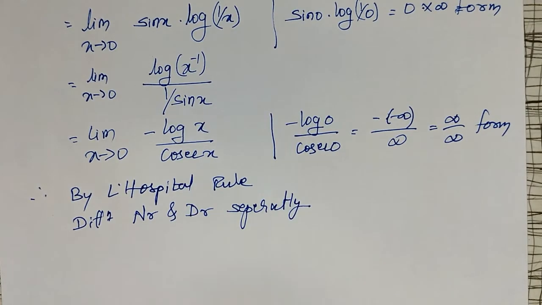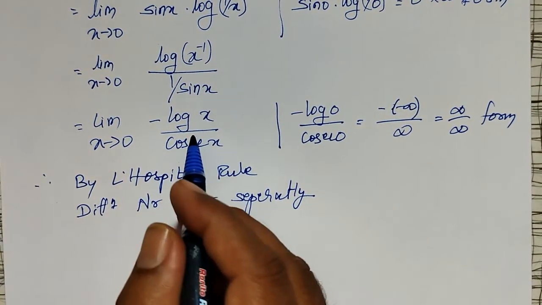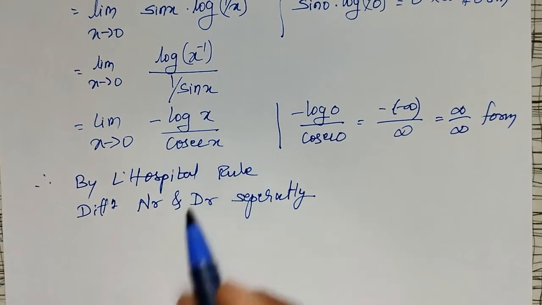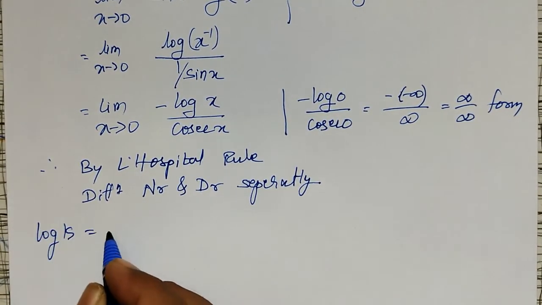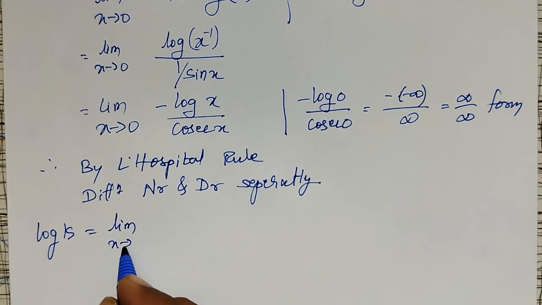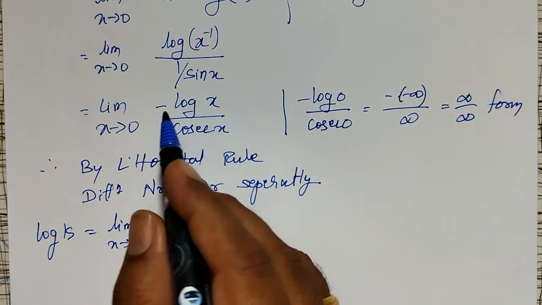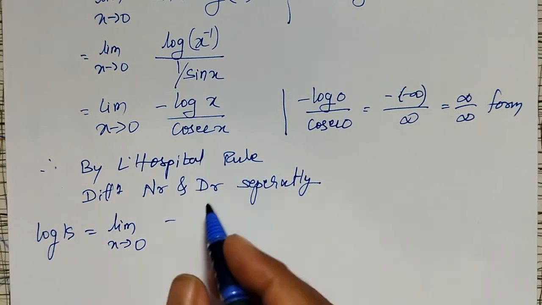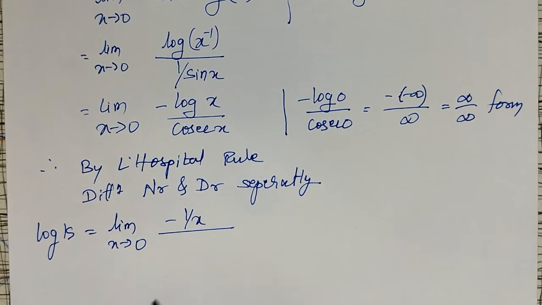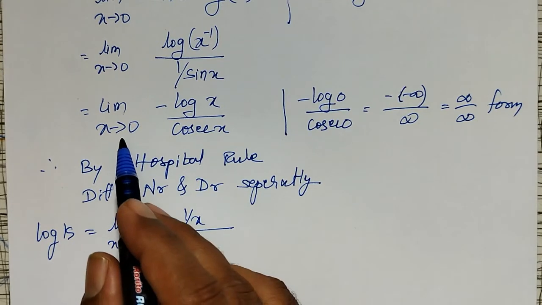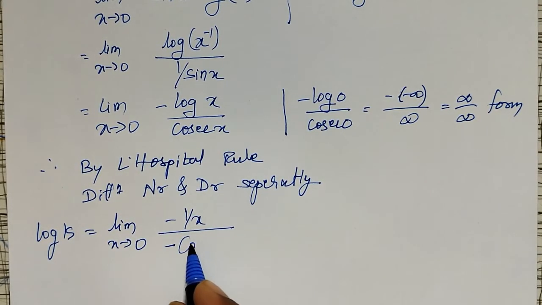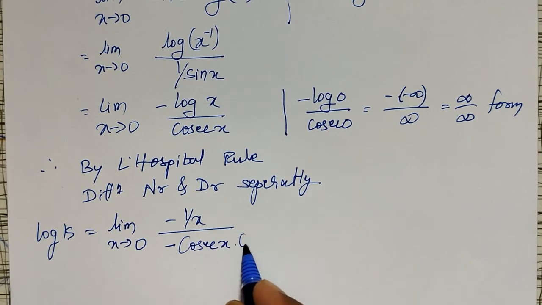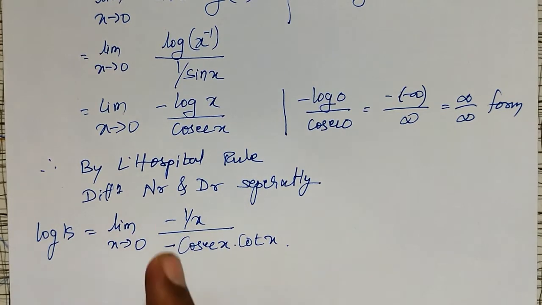I don't have to apply the u by v rule to differentiate this. I have to separately differentiate the numerator and separately differentiate the denominator. Therefore, log k must be equal to limit as x tends to 0, differentiation of minus log x, which is minus 1 by x, whole divided by differentiation of cosec x, which is minus cosec x into cot x.